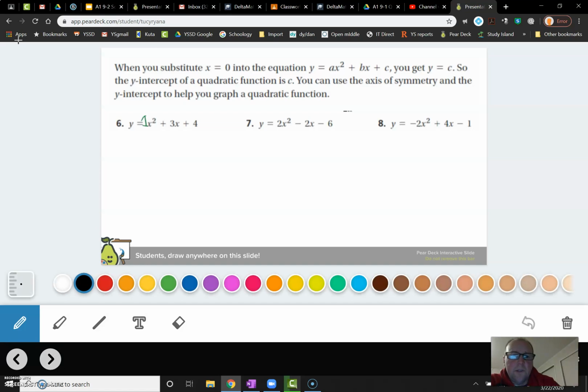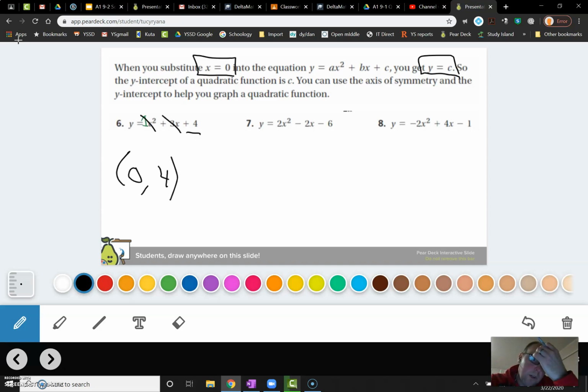The other thing we can do is we plug in x is 0. We're always going to get C. So we're going to just list the ordered pair. If I plug in 0, I get 4. So that gives us one of the ordered pairs that we can use to graph.